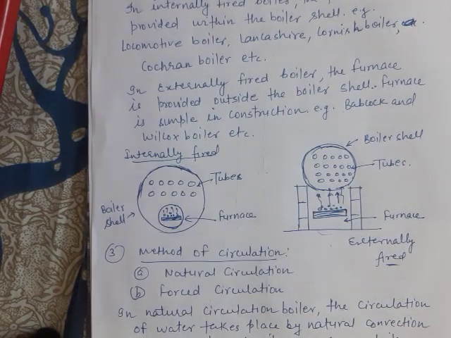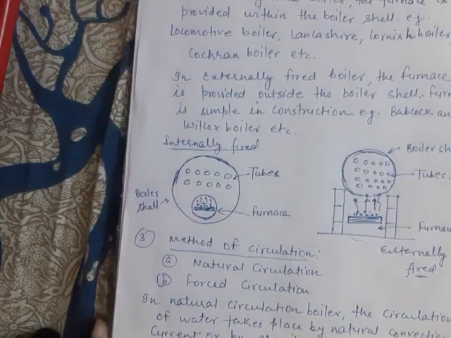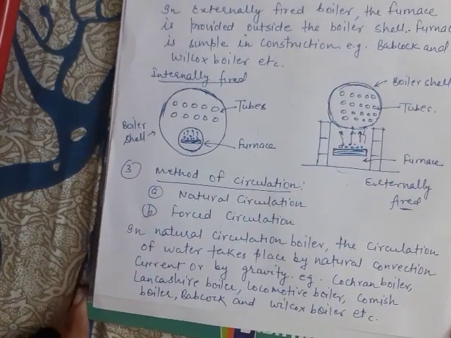Now the third important criteria for classifying the boilers is the method of circulation. Please note, what is the meaning of this method of circulation?